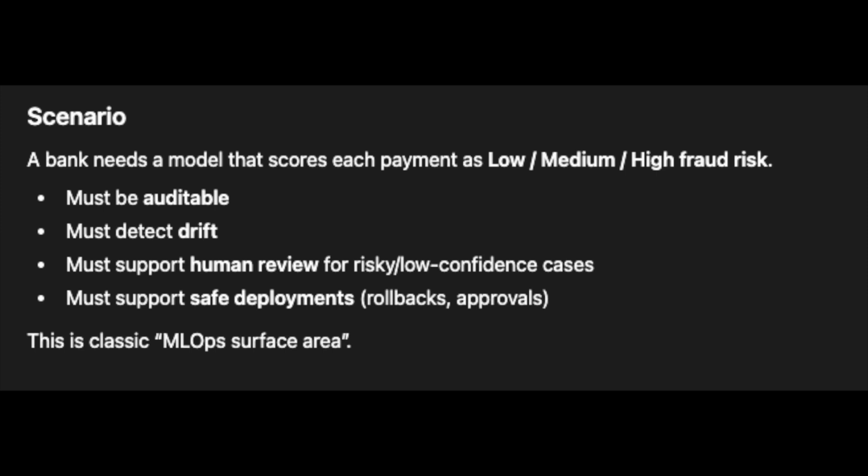Fraud risk scoring in a bank, SageMaker MLOps. Scenario: a bank needs a model that scores each payment as low, medium, or high fraud risk. Must be auditable, must detect drift, must support human review for risky, low-confidence cases, and must support safe deployments, rollbacks, and approvals. This is classic MLOps surface area.